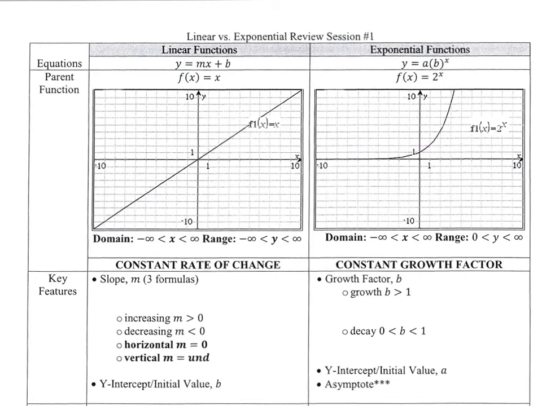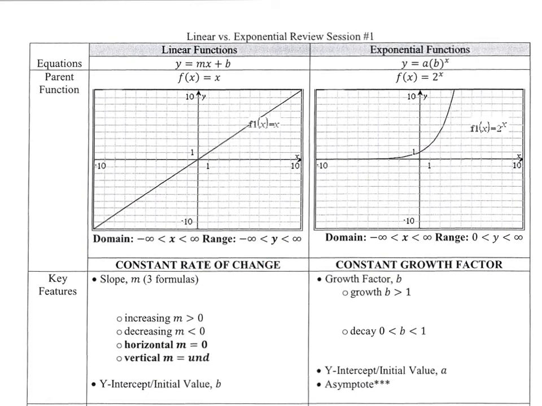Key features for a linear function, it has a constant rate of change, something where it's like a slope where we go up and over by the same amount every time. That's a constant rate of change. Common average rate of change. We talked about all those things. Constant growth factor, that means that it's multiplying by the same thing all the way through. So for slope, we have it when it's increasing, so positive slope, a negative slope when it's decreasing, horizontal lines, so they have the slope of 0, and vertical where it's undefined.